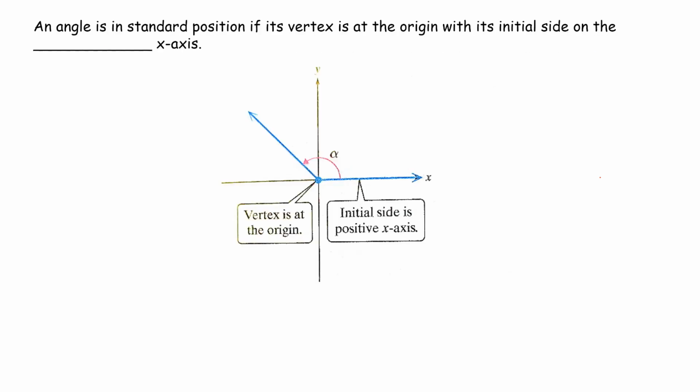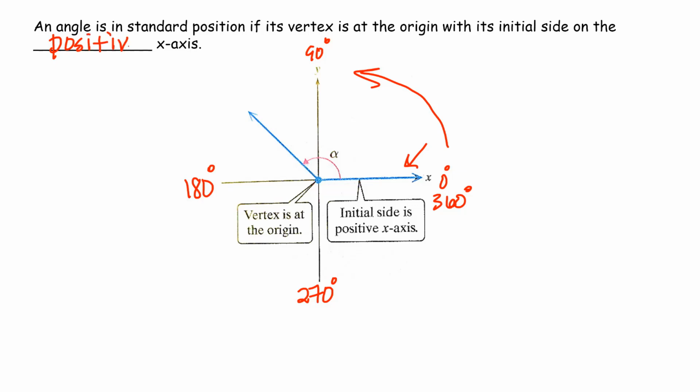An angle is in standard position if its vertex is at the origin, 0, 0, with its initial side on the positive x-axis, so over here, 90 degrees, 180, 270, and then 360. And hopefully you remember this from Algebra 2. So the initial side is on the positive x-axis. And we would say that this angle is in standard position.